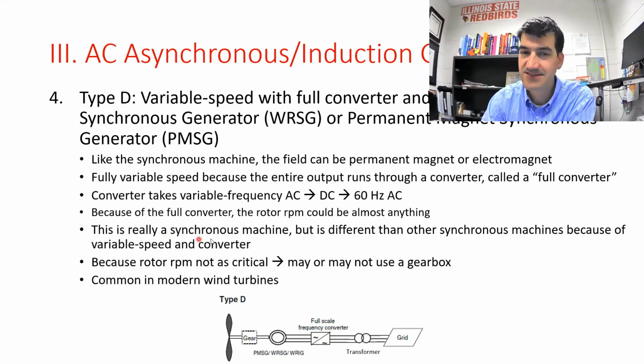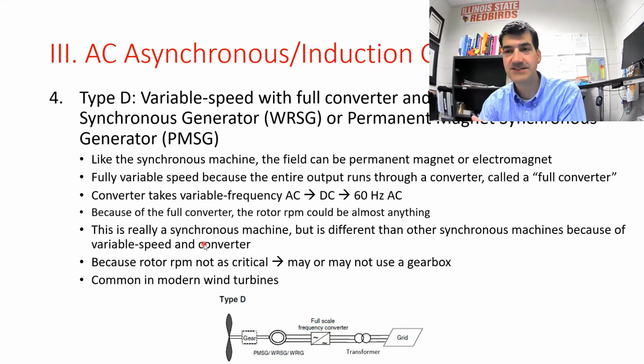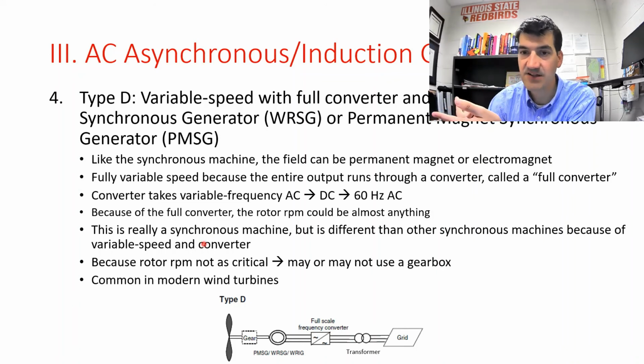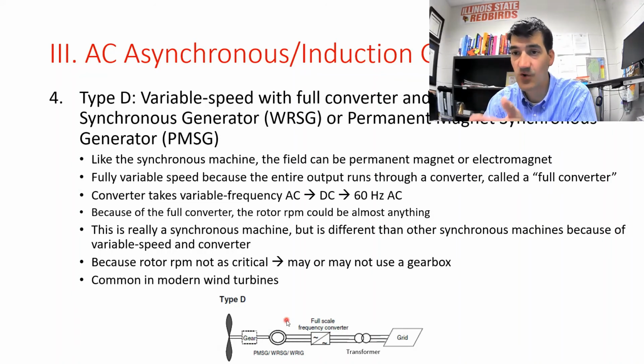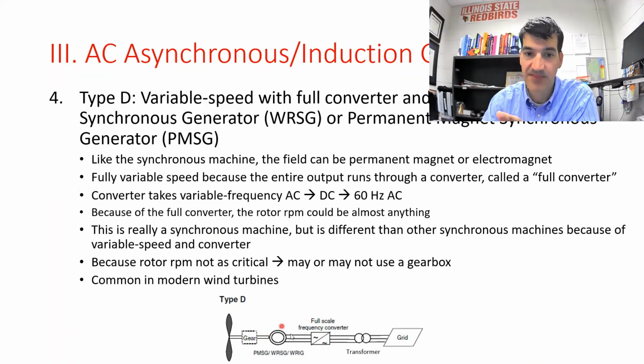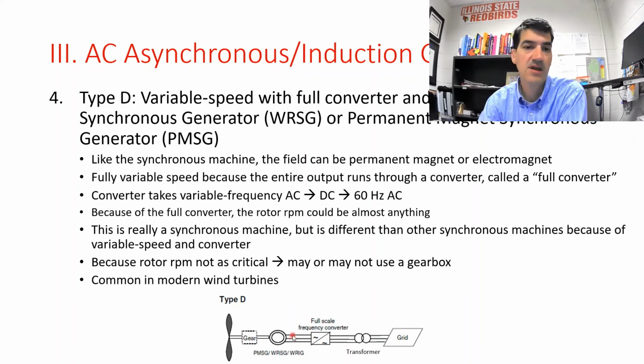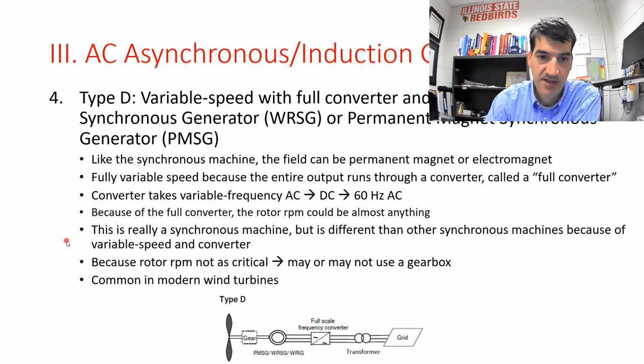So even though it's really a synchronous machine, it's lumped into this category of asynchronous generators because it has this variable speed capability and it has this converter. Even though this part right here that I'm circling really operates as a synchronous generator, which just means there's a direct correlation between the input RPM and the output frequency, right? But it's different than the other synchronous machines, so we put it into this category of asynchronous machines.